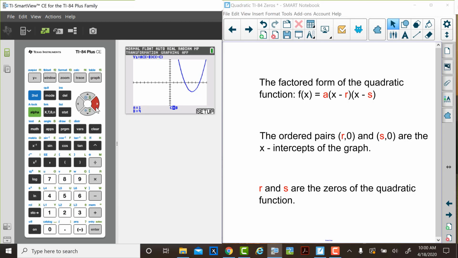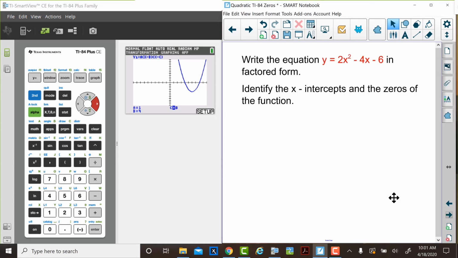In this screen shown right now, the x-intercepts are (4, 0) and (8, 0). And if we set either of those factors equal to 0 and solved, we would have our values 4 and 8 for the zeros of the quadratic function. So the factored form changed, the x-intercepts changed when b and c changed, and the zeros changed.